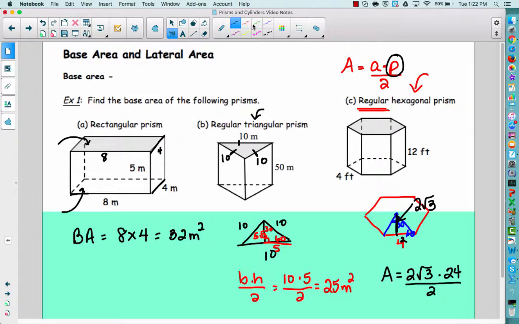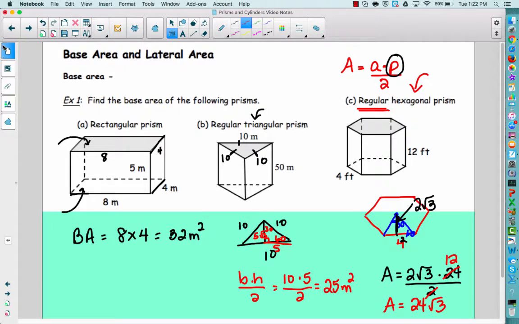All right, now we've talked about how it's much easier to simplify before you multiply. So I'm going to simplify that 2 into the 24, which gives me 12. And then I've got 12 times 2 root 3, which gives me an area of the base of 24 root 3.